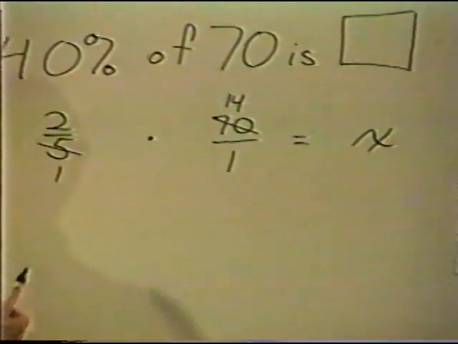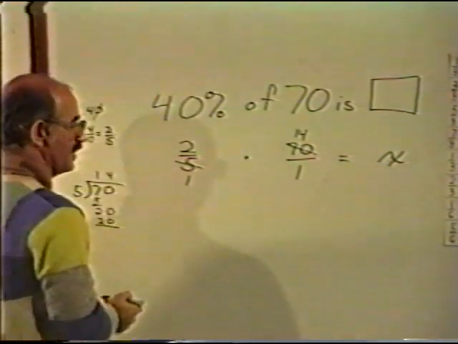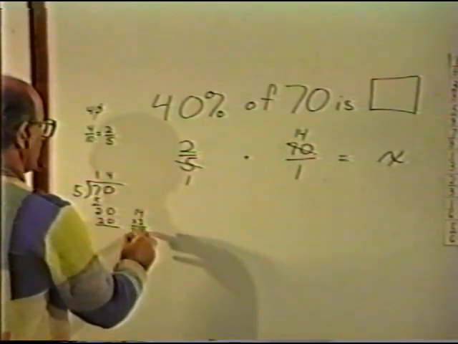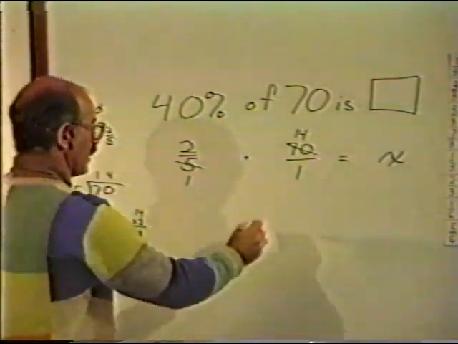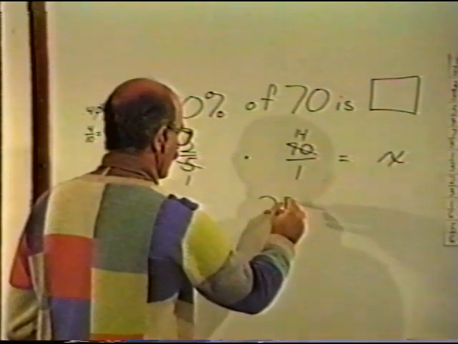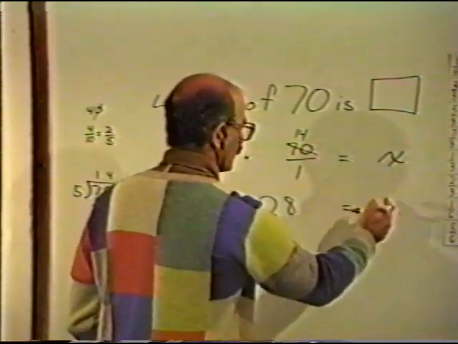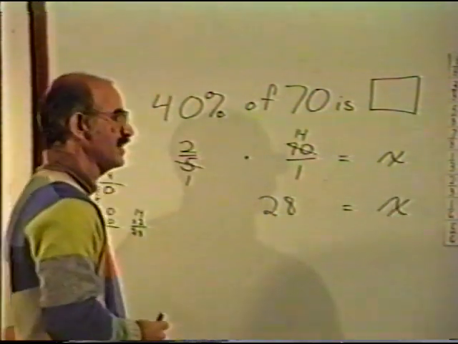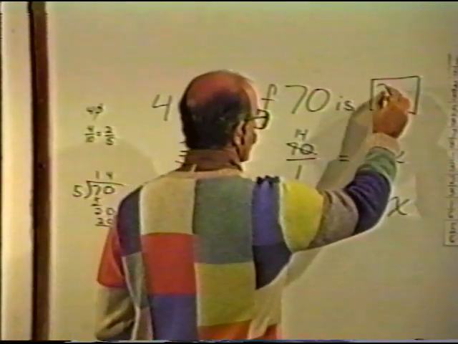Now we have to multiply across. 2 times 14 is what? 28. And we take the answer, and since we're working down this side, we just write the 28 here. 28 equals, and here we already have x. The answer is 28. And now we can take the 28 and put it in the box.